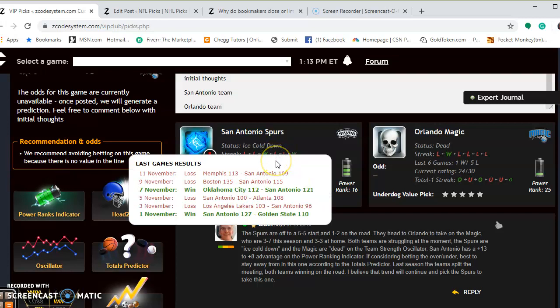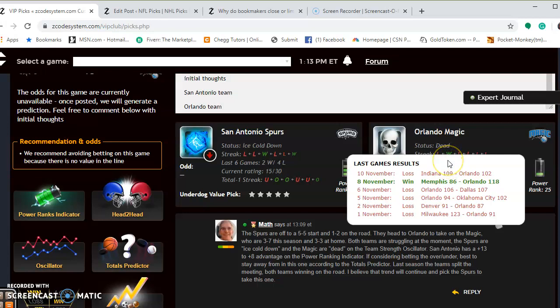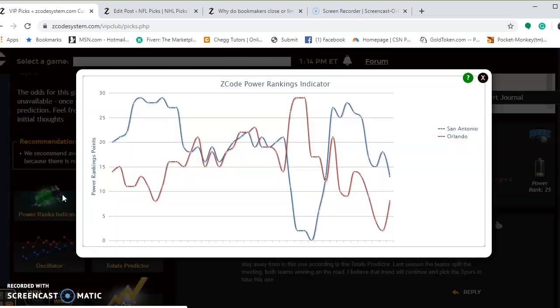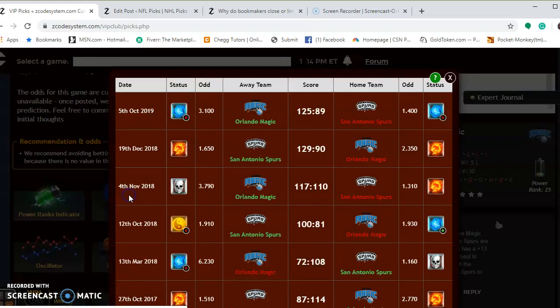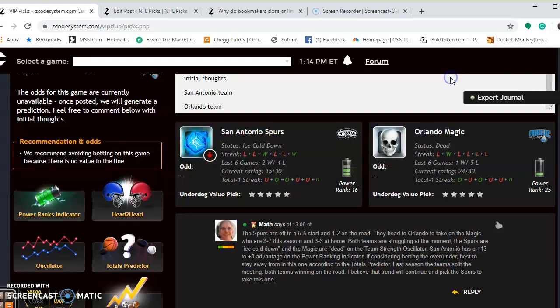You can see they have won two out of their last six, losing their last two. Orlando is dead status. They have lost five out of their last six, including a 109-102 loss on November 10th to Indiana. You look at the power rankings indicator, you can see that Orlando is at plus 8, San Antonio was at plus 13. Head-to-head matchups, you can see last season, well, they had a preseason game, that doesn't mean anything for this year, but last season you can see that the teams split, both teams winning on the road.